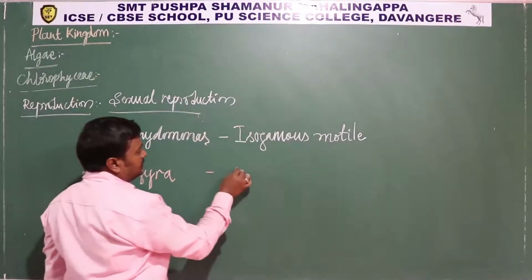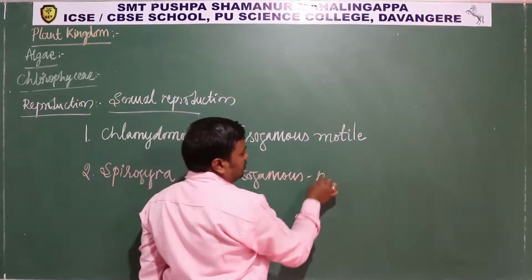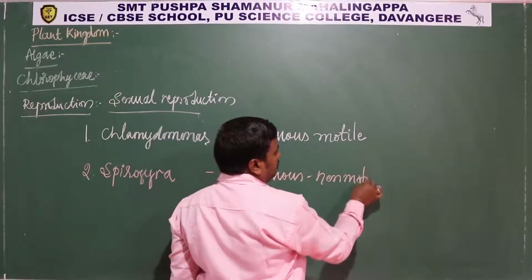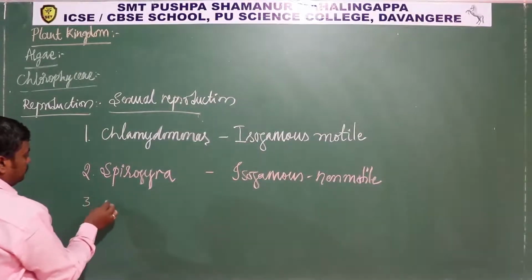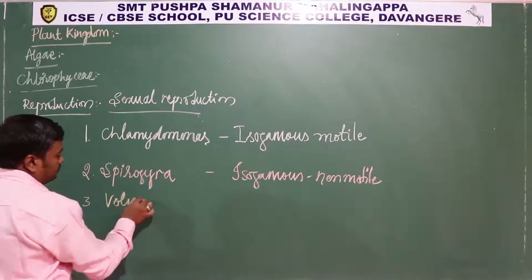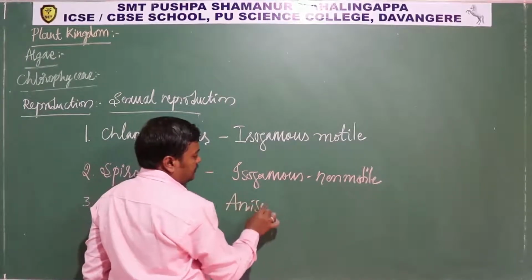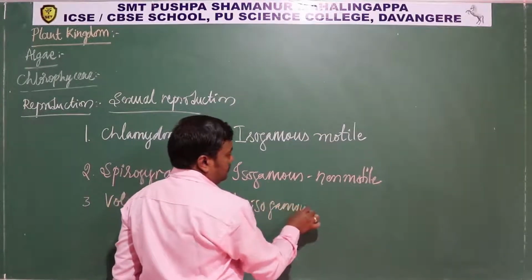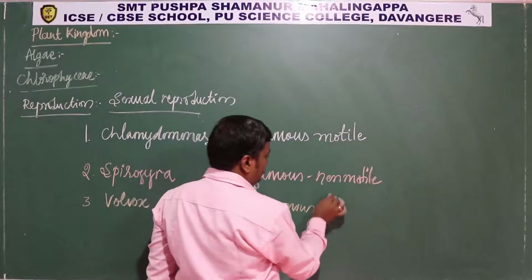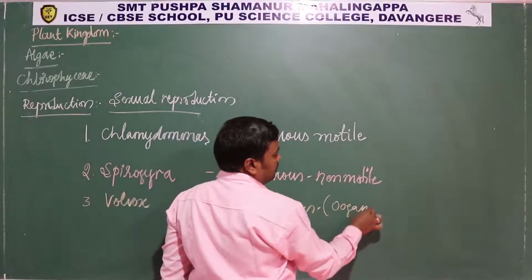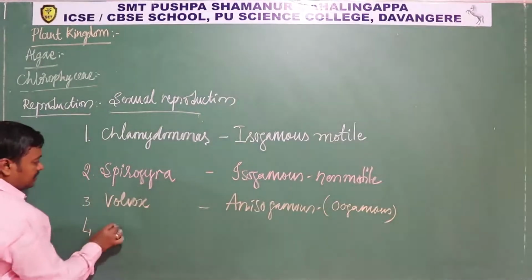Spirogyra is also isogamous, non-motile. Volvox is anisogamous, or it is oogamous. Then let me take one more example.